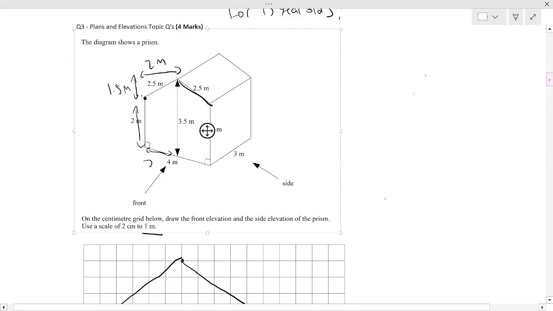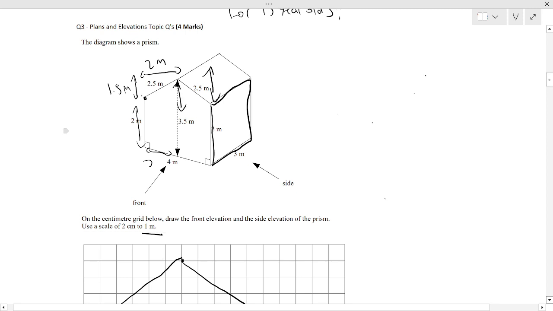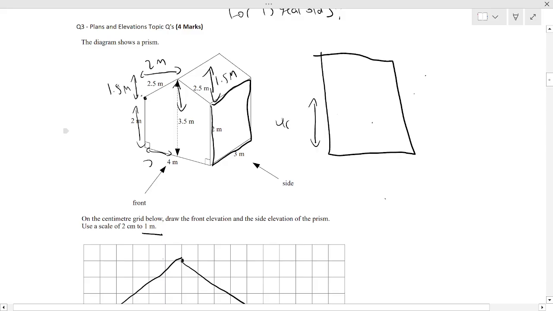Okay, now we've got the side. So the side elevation is going to be this part here, right? But we've got this bit on top, and we're only going to see the actual top, the height up here. We're not going to see the slanted height. We're just going to see the straight vertical height. So if this is 2 meters, this is going to be 1.5 meters, isn't it? So really what we're going to see is essentially some sort of rectangle, aren't we? And then 2 meters will be 4 centimeters.